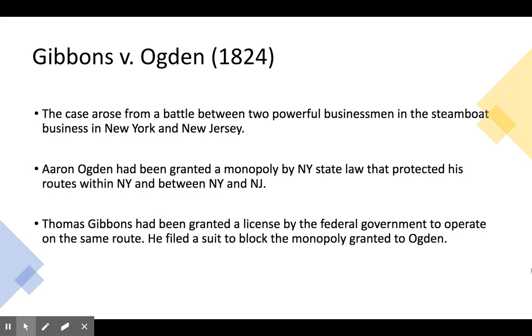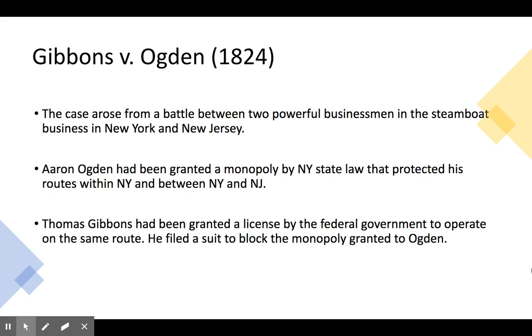The second case is Gibbons v. Ogden, and this is from 1824. And this case is going to arise from a battle between two powerful businessmen in the steamboat business in New York and New Jersey. Aaron Ogden, so one of those steamboat operators, had been granted a monopoly by the New York state law that protected his routes within New York and between New York and New Jersey. Thomas Gibbons had been granted a license by the federal government to operate on the same route. So he filed a suit to block the monopoly granted by Ogden.